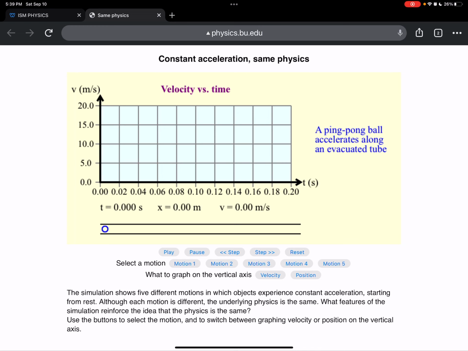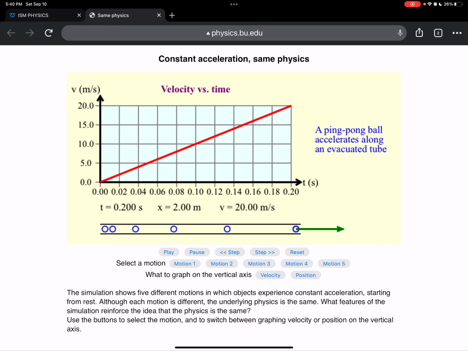So here we go. This is going to be slowed down a bit, all right? Boom. It's the same physics. It's the same graph, same picture. The numbers are different, but all the proportions are the same. This thing went from 0 to 20 meters per second in 0.2 seconds, 0.2 of a second.